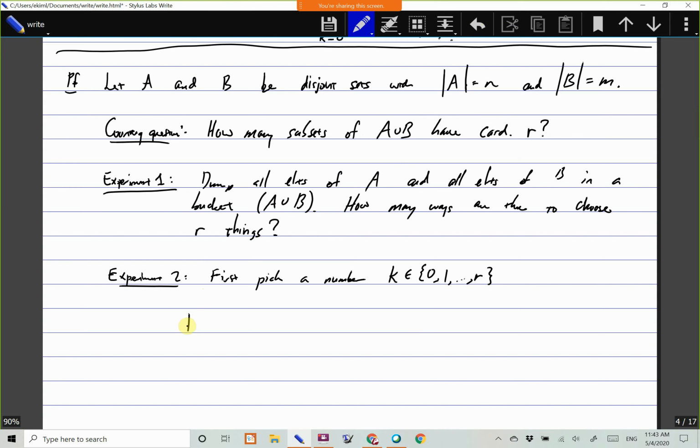Well, first pick k elements from A. And remember, we're trying to create a set of cardinality r. So then you have to pick some number of elements from B. Think about it. How many things do we have to pick? If we started by picking k things from A, and we need r things total, k plus fill in the blank here has to be r. It's got to be r minus k, right?